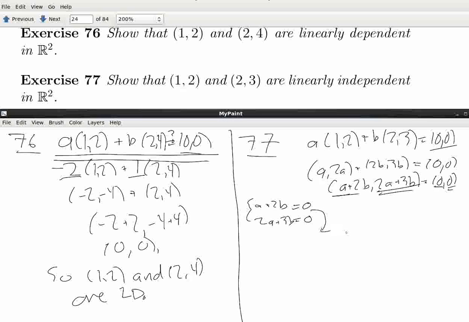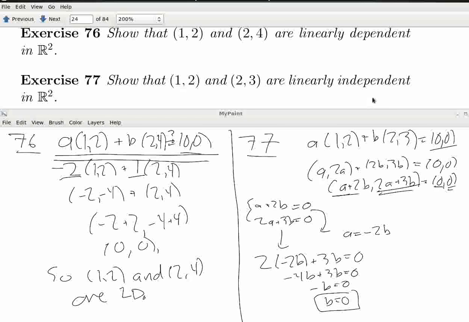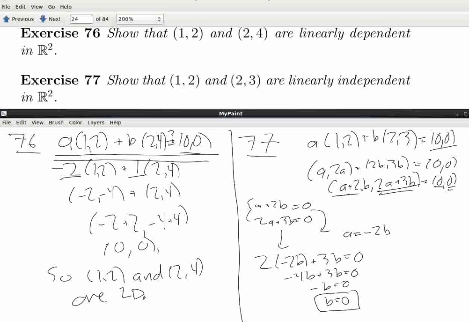Well, what I can do is I can say that A is equal to negative 2B from the first equation. Now I can plug that in here. 2A, but I know that A is equal to negative 2B, plus 3B is equal to 0. Negative 4B plus 3B is equal to 0. So I get negative B is equal to 0. So I get that B has to equal 0. This is good because I'm trying to show that they're linearly independent. I need to show that both A and B have to be 0.